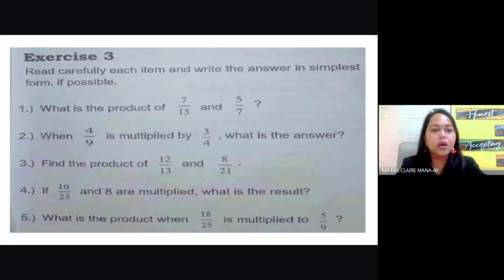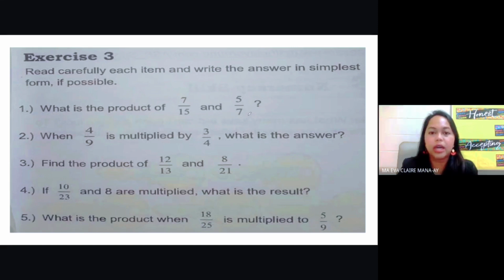All right, we go to exercise 3. Exercise 3 is just going to have the same process. The only difference is that we are given word problems here. So for example, you have number 1, what is the product of 7/15 and 5/7? Okay, so the same process, that would be 7/15 multiplied by 5/7.